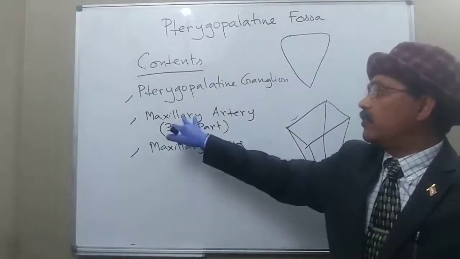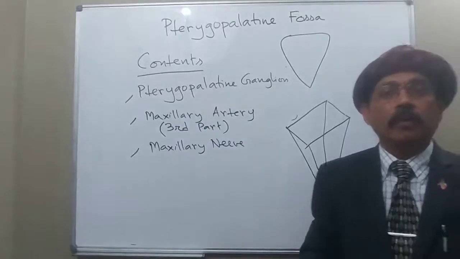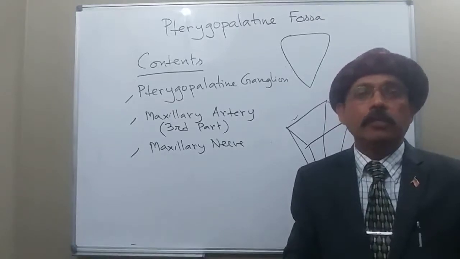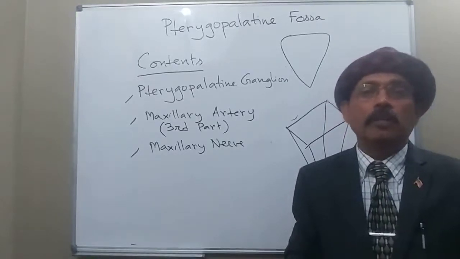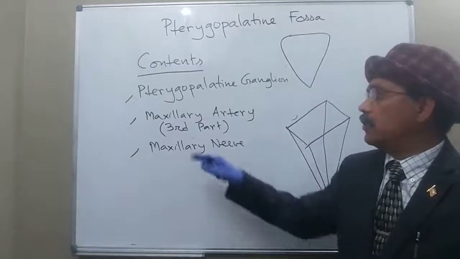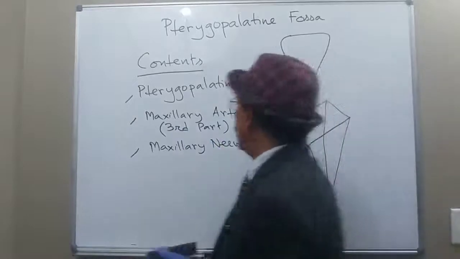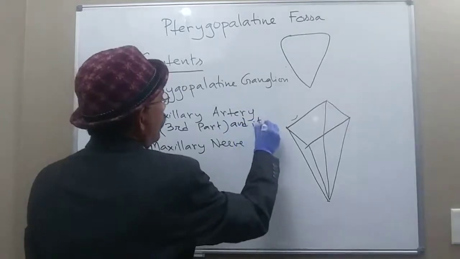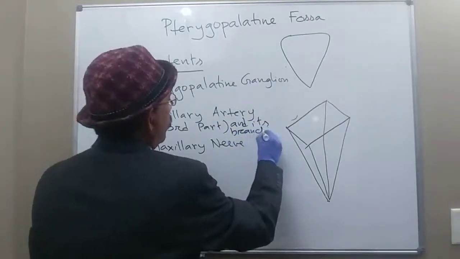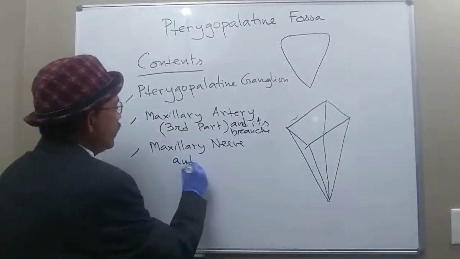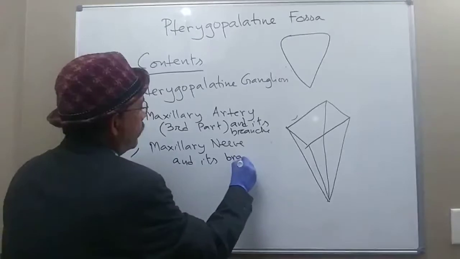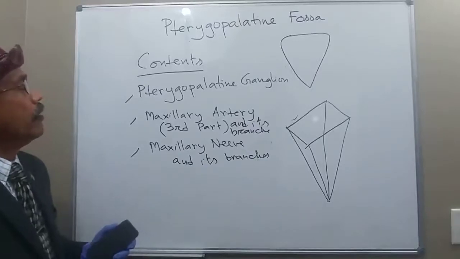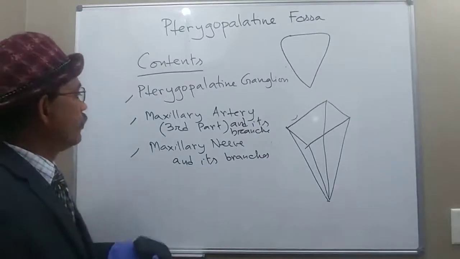The third part of the maxillary artery passes between the two heads of the lateral pterygoid and enters the pterygopalatine fossa. We also have its branches, and the maxillary nerve and its branches. We got the contents of the pterygopalatine fossa.